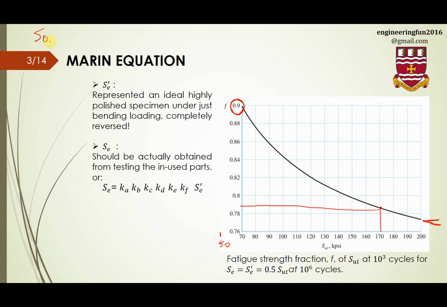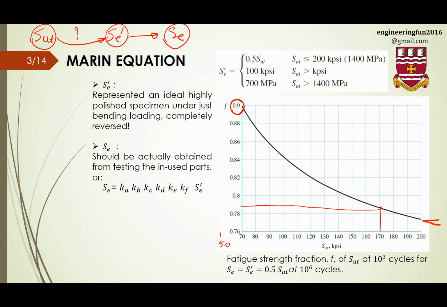So far we know SUT, and if we know SE prime, we can find SE based on SE prime. Here we want to know if there is any relationship between SUT and SE prime, because SUT can be found from the internet, and if we know SE prime from it, we can just put it here and find SE. This question mark can be answered here. SE prime is all related to SUT. If SUT is less than 200 kpsi, SE prime is half of SUT.